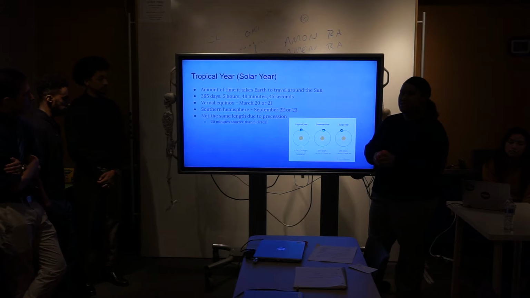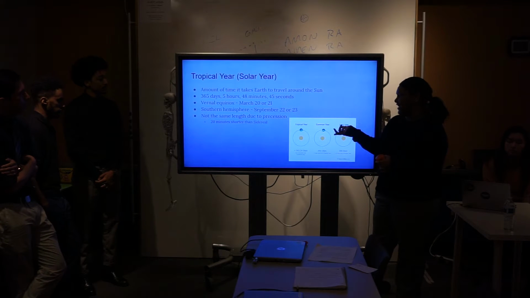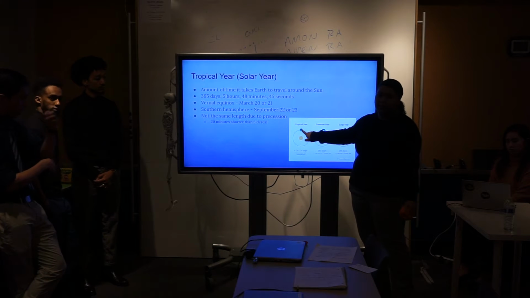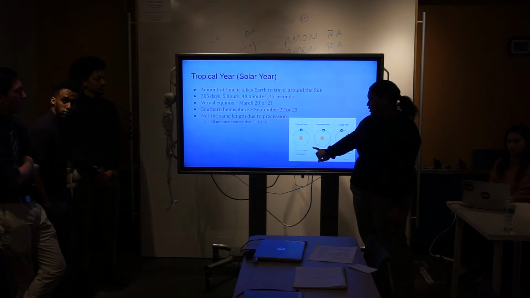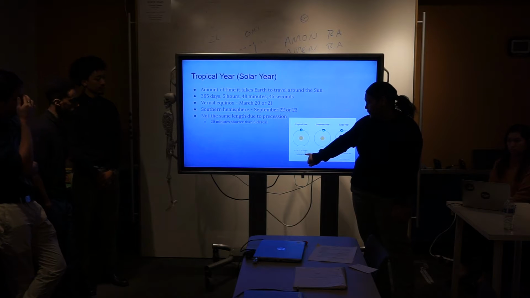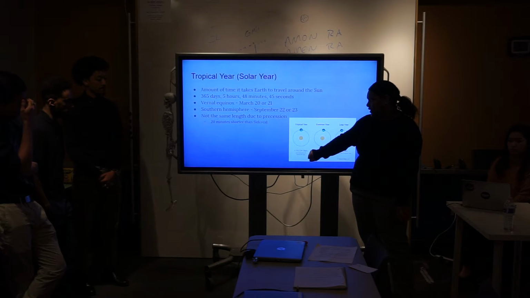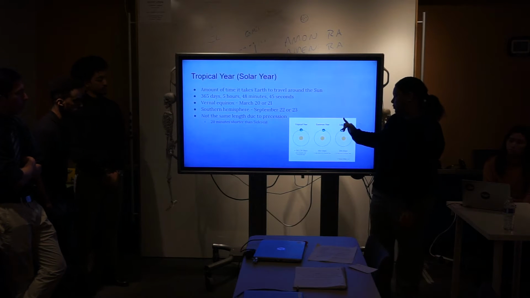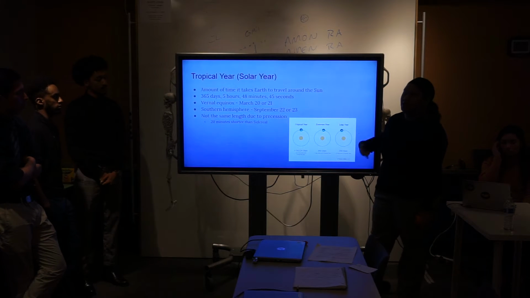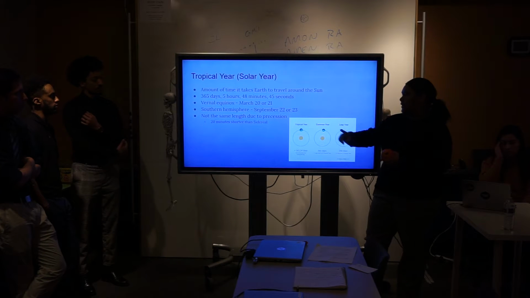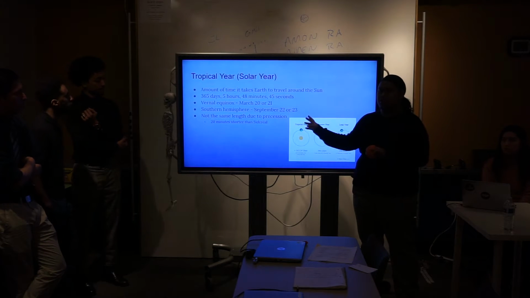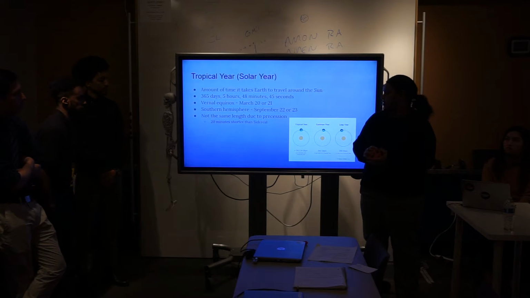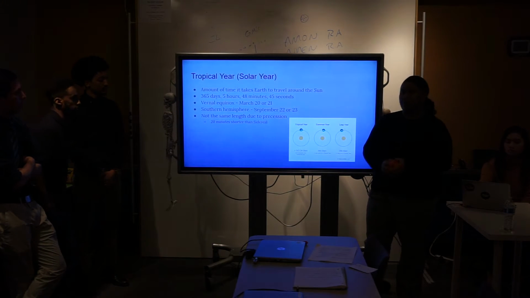But this is not the same length. Every time the Earth travels one year around the sun, it's usually not the same length as the leap year, because a leap year has an extra day in February, and the tropical year is usually 20 minutes shorter than a sidereal year, and so that's what that is.